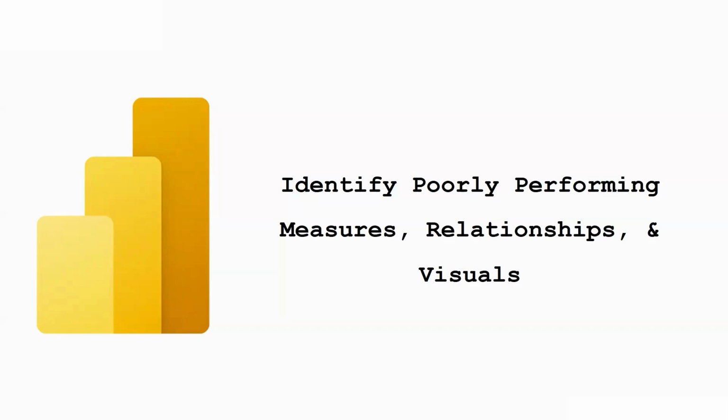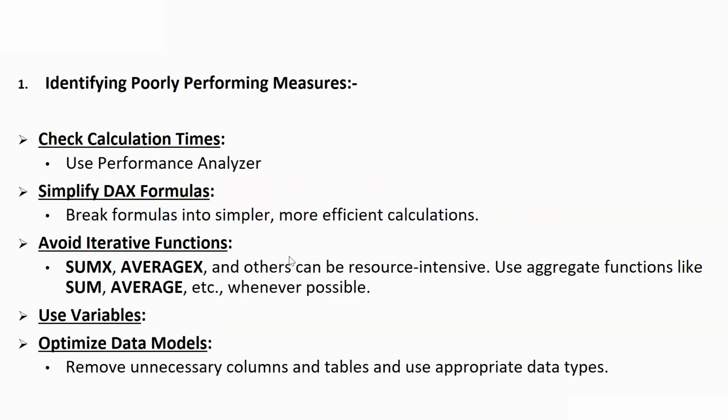Hello everyone. In this session, we are going to talk about how to identify poorly performing measures, relationships, and visuals. Optimizing performance in Power BI is very crucial for providing a seamless and efficient experience, especially when working with larger data sets and complex reports. And there are a few steps that you can use to identify and address poorly performing measures, relationships, and visuals.